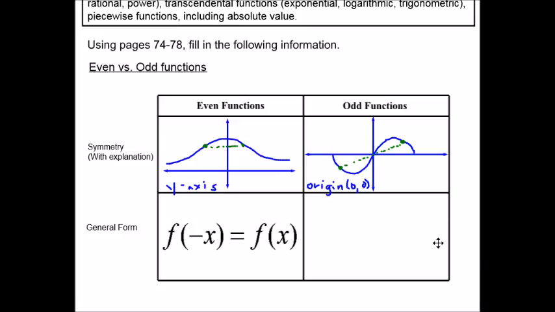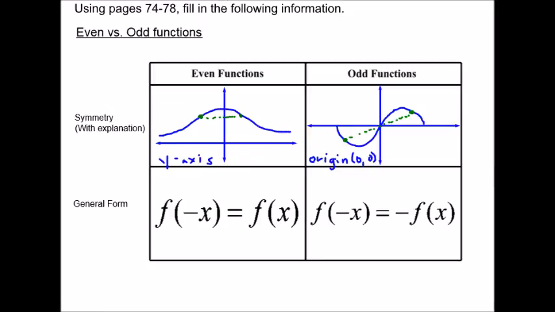The general form for an odd function is that if I plug negative x into my original function, it's actually going to give negative f of x. So it's f of x as long as I can factor out a negative symbol. It is important to note with even and odd functions that sometimes a function is neither even nor odd. So one of the classifications is also neither.